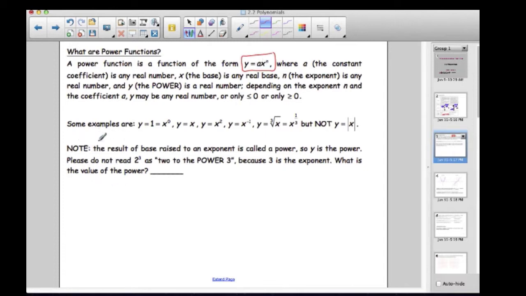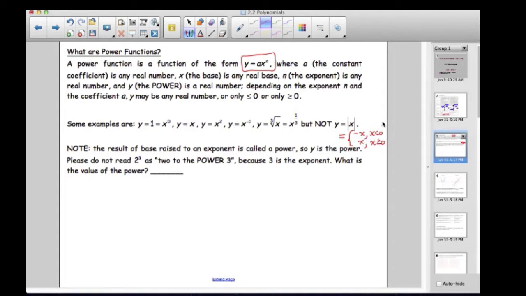So some examples of power functions are y equals 1, y equals x squared, y equals 1 over x, y equals the cube root of x. But y equal to the absolute value of x is not a power function because it's a piecewise function that we'd have to break into the two pieces depending on the sign of the input.